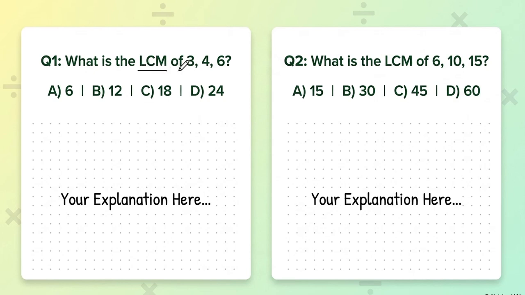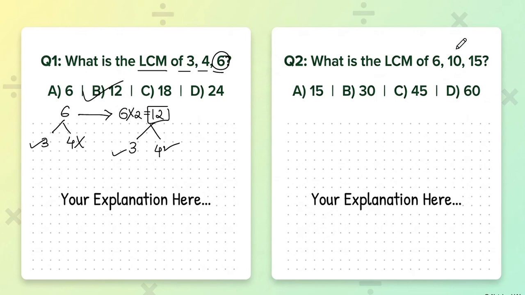What is the LCM of 3, 4 and 6? What is the bigger number? 6 here. So just check. 3 divides 6? Yes. Then the second number 4 divides 6? No. So scale up this number 6. 6 multiplied by 2 is 12. Now check it again. 3 divides 12? Yes. The second number 4 divides 12? Yes. So 12 is our LCM in this case.